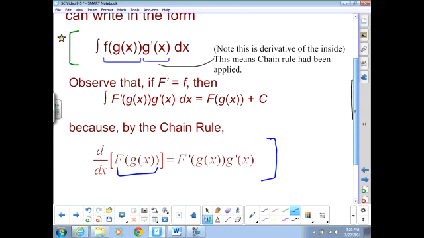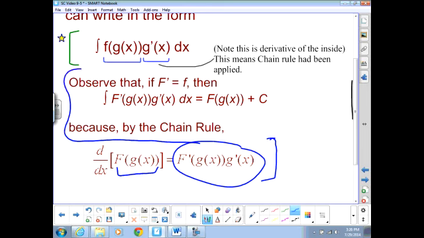Well, what if we had that now in an integral? Now remember, capital F prime is the same as little f. So this is like saying we had a derivative of an outside function, kept the inside the same, and then times the derivative of the inside. So this is something where chain rule had occurred. In order to handle this, we will end up doing a substitution.